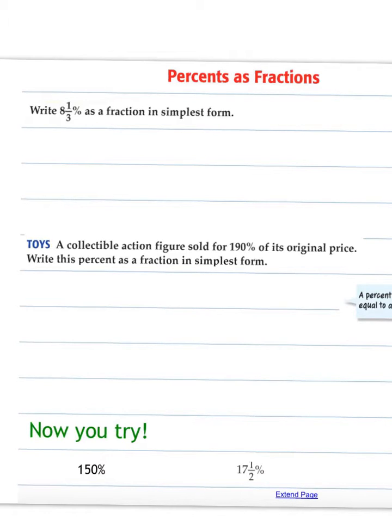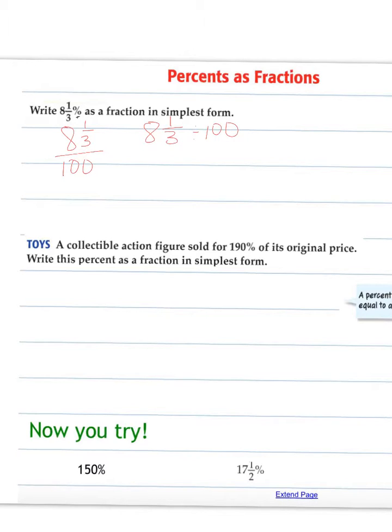So we want to write 8 1/3% in simplest form. Well, since it is a percent, that means that it is over 100. So we take 8 1/3 over 100. That's how we always write percents. Think 25%. That's 25 over 100. All right, now over 100 is the same thing as dividing by 100. So we take 8 1/3 and we are dividing it by 100.